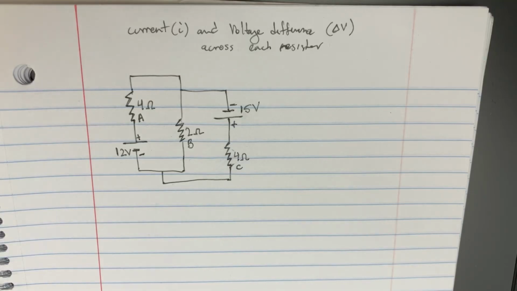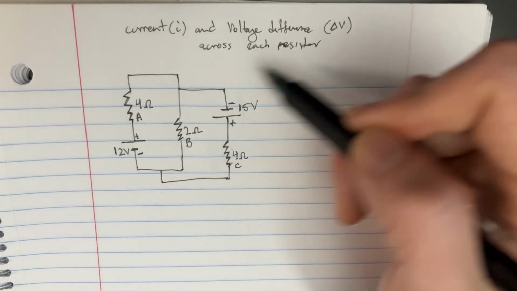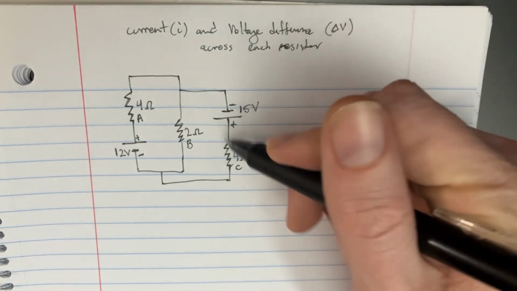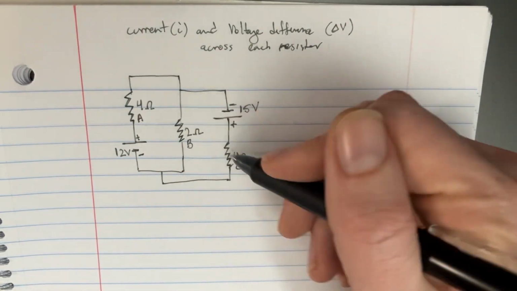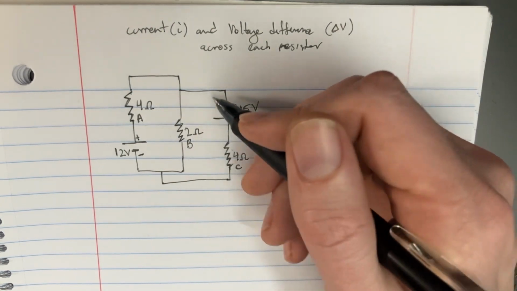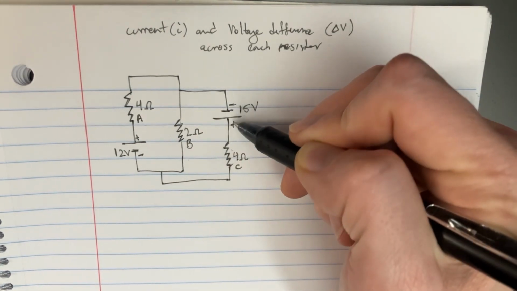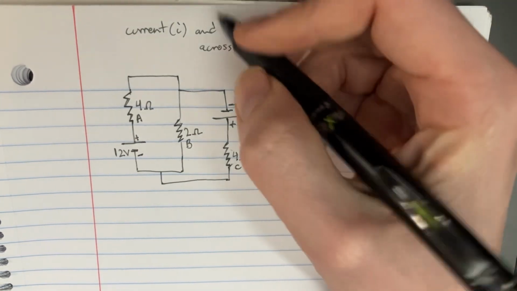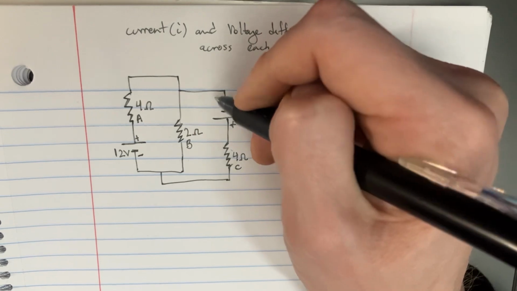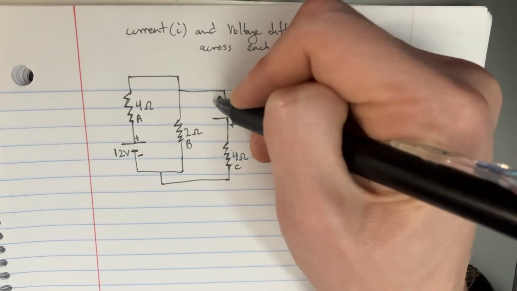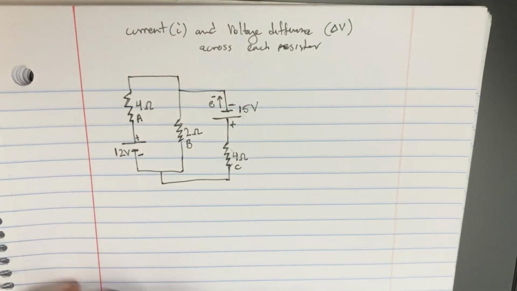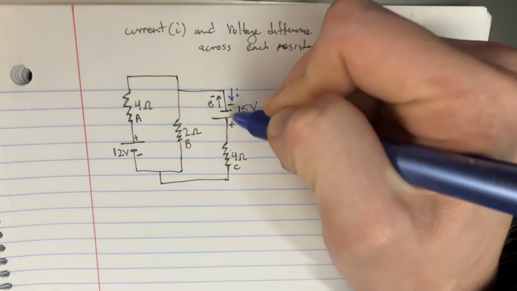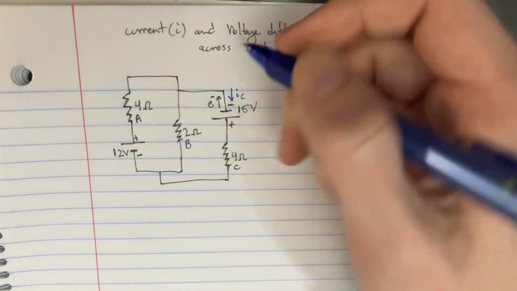Let's try to find the current and the voltage difference across each resistor. The first thing we need to do is probably determine which side to start on, which direction the circuits are going and the currents are going. So let's start with the bigger battery, and we're going to move in the direction of the electrons. The electrons will move away from the negative, and that will tell us that the current should be in this direction. And we'll call that current C.